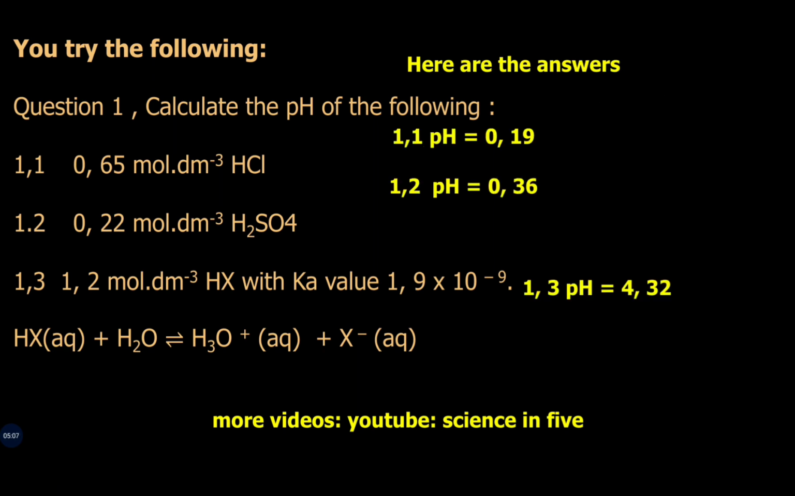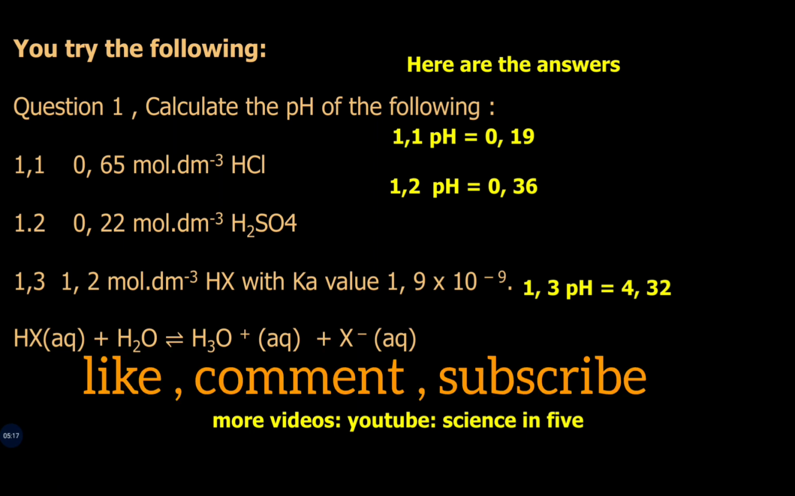Okay guys, so that is how you can calculate the pH of an acid solution using the formula pH equals minus log concentration of hydronium ions. Remember to check whether the acid is a strong acid, is it a strong diprotic acid, or is it a weak acid. Once you do that, the calculation becomes easier.